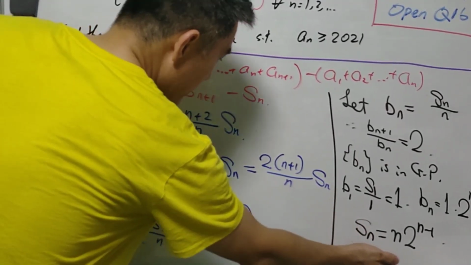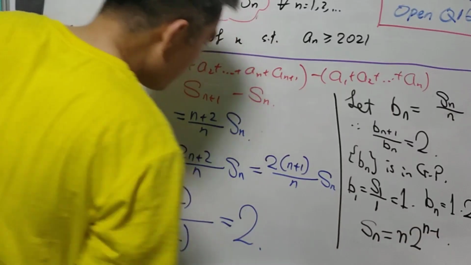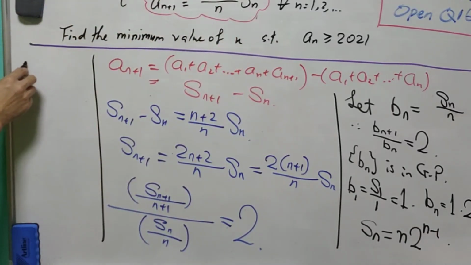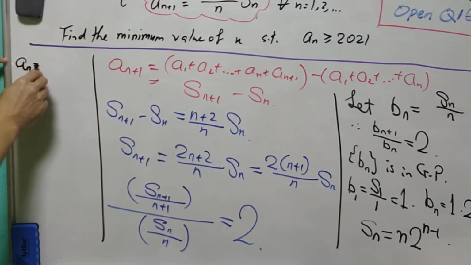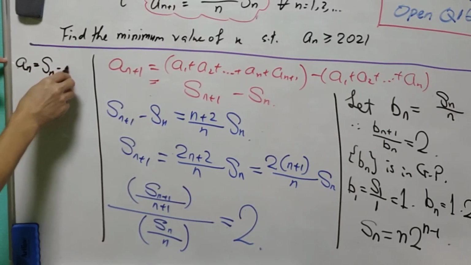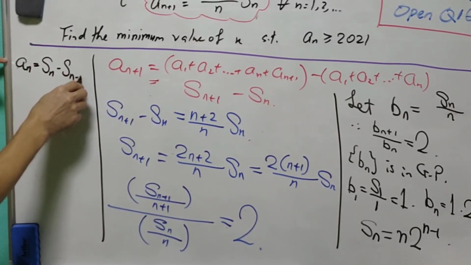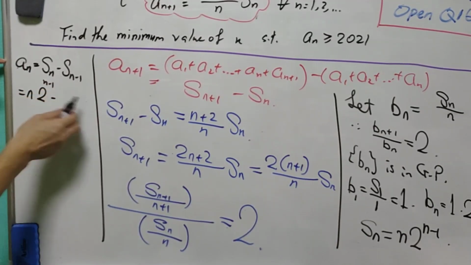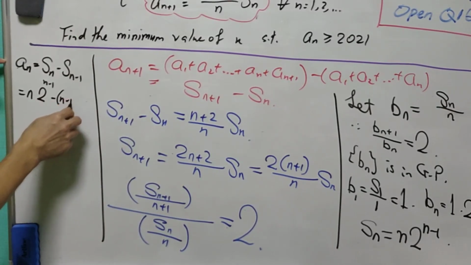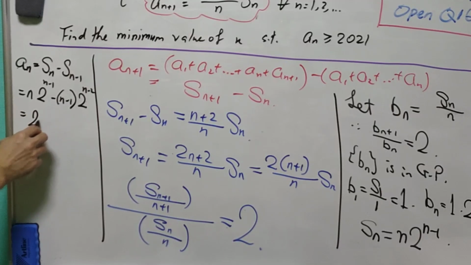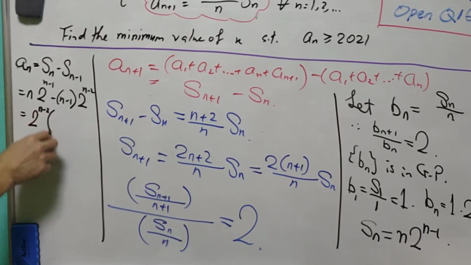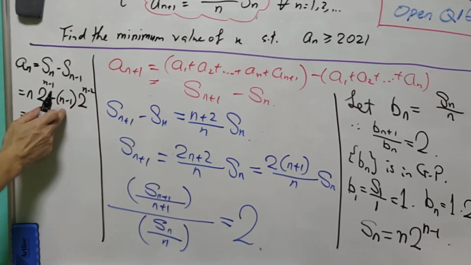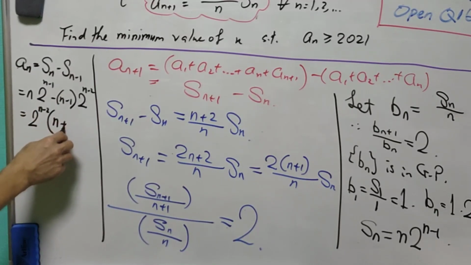So with Sn equals n times 2^(n-1), then we know that an is equal to Sn minus S(n-1). Therefore this will equal n times 2^(n-1) minus (n-1) times 2^(n-2). So this is actually equal to (n+1) times 2^(n-2).